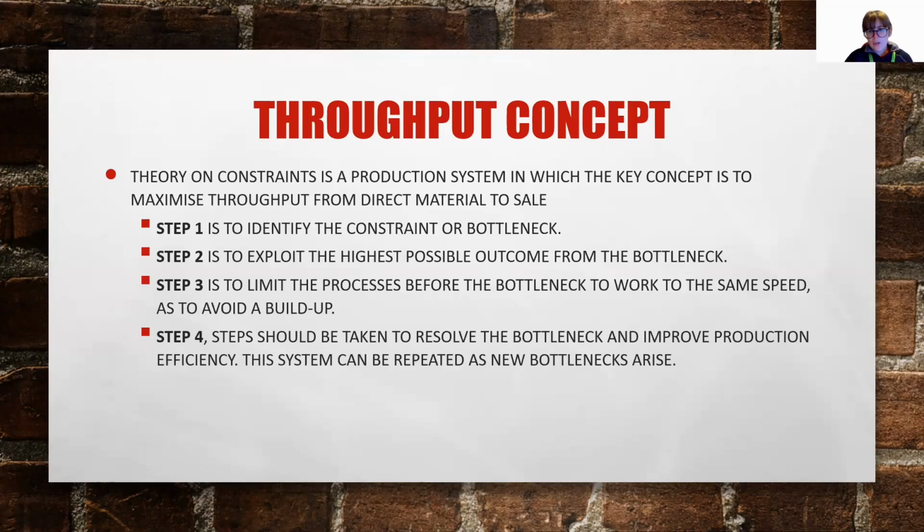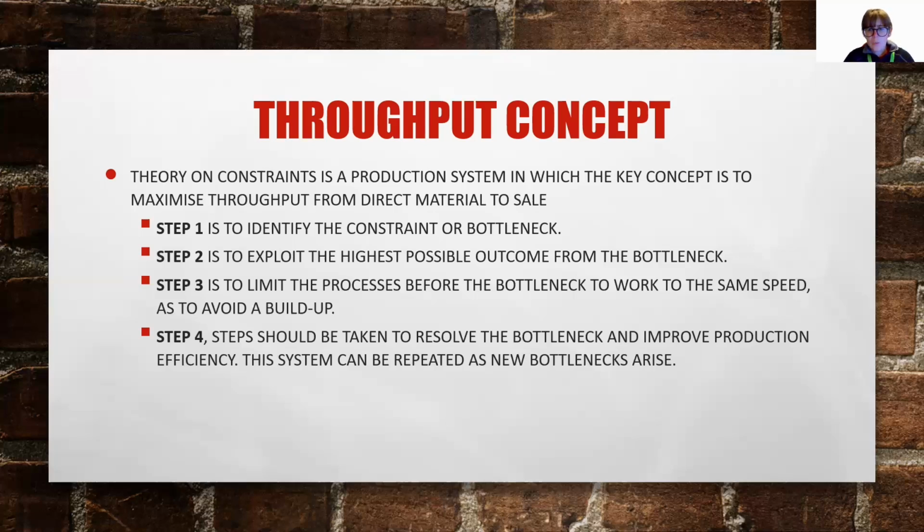So, in order to do this then, we firstly must identify the constraint or the bottleneck. This could be things like machine hours, labour hours. It may even be the amount of kilograms of that direct material we have available to us. We then have to exploit the highest possible outcome from that bottleneck resource. This is going to be the time in which we limit the process before the bottleneck to work to the same speed to avoid any buildup.